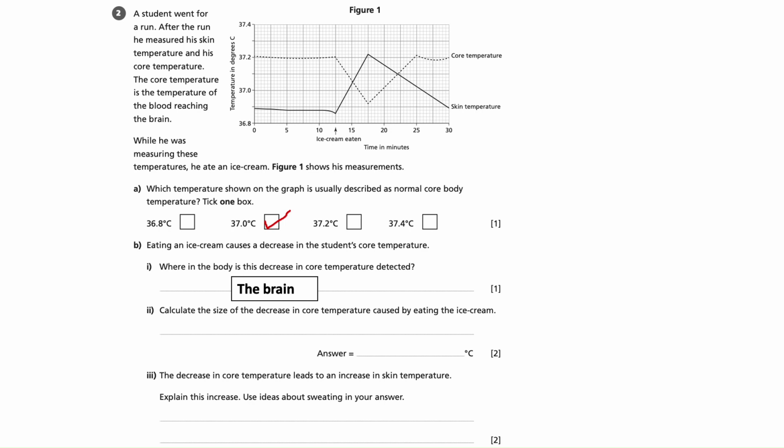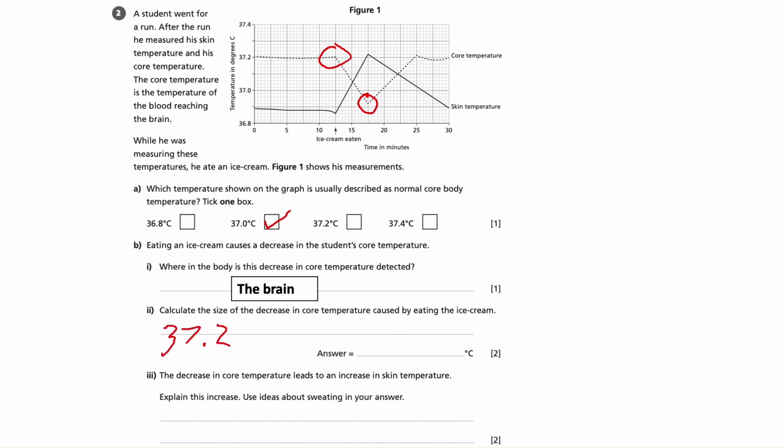Part 2, calculate the size of the decrease in core temperature caused by eating the ice cream. Okay, so we're basically just reading values off the graph here. So what we can see is the core temperature decreases from a value of 37.2 here, all the way down to a value of 36.92 here.